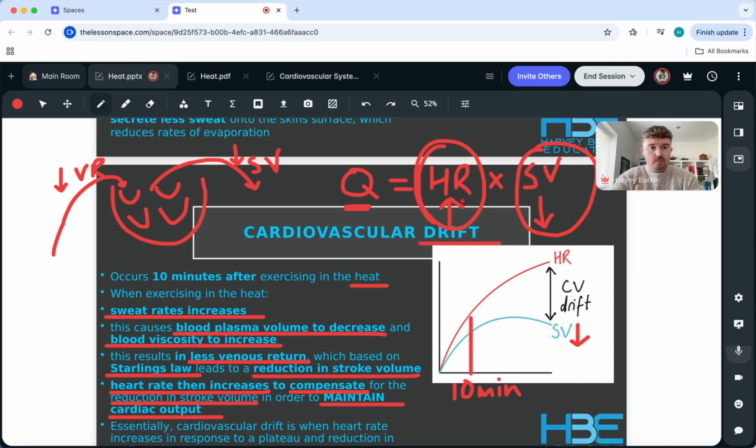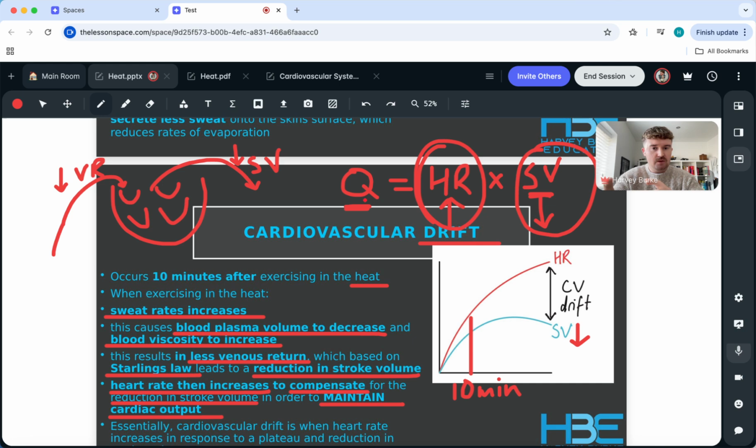And that's actually the problem with cardiovascular drift. So what a lot of students think is, oh, it's because there's a decrease in stroke volume. That's the bad thing. But remember, although there's less blood leaving the heart per beat, because the heart rate is increased to compensate for that, there's actually the same volume of blood leaving the heart per minute.